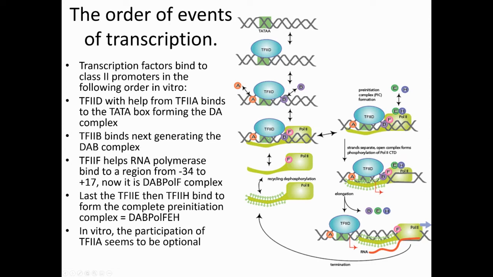TFIIB is critical for the assembly of the initial complex, and also for the location of the correct transcription start site. After they form the DAB complex, then F will bind to RNA polymerase 2 and then bind to the promoter. So basically F would bring the pol2 to this DAB complex. They form this complex.